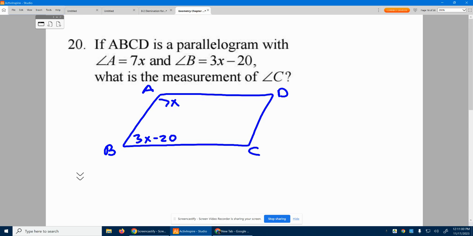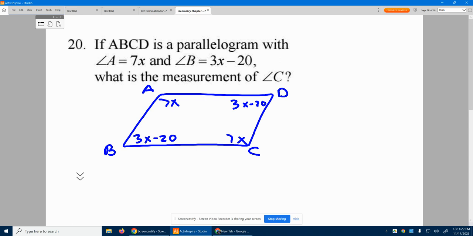Well, here's what I know. There's a couple of things we know. In a parallelogram, opposite sides are equal. Don't care about that. But opposite angles are equal. So if this is 7x, over here is 7x, and up here is 3x minus 20. Now, I could add up all four of those angles and say, hey, those add up to 360.